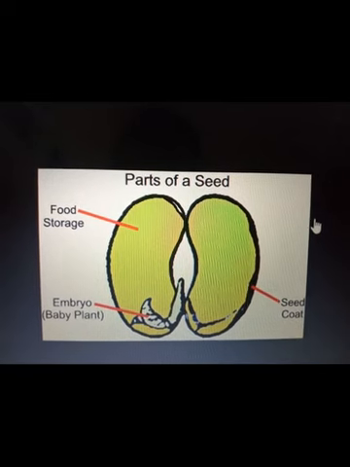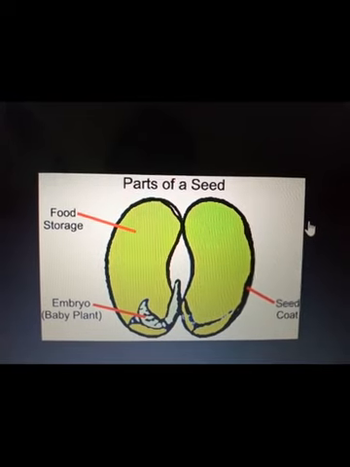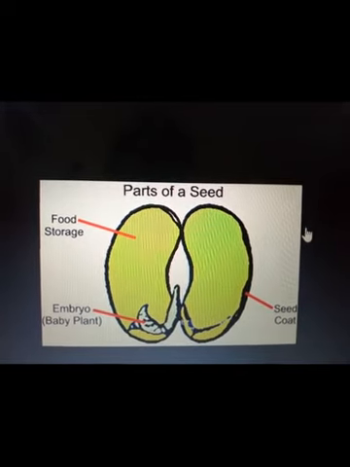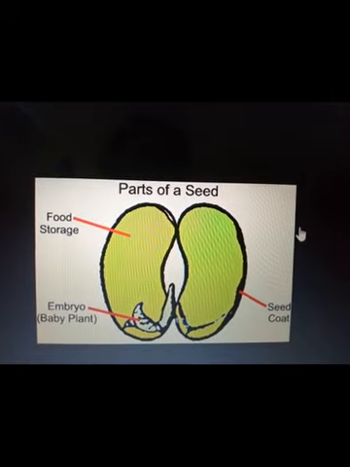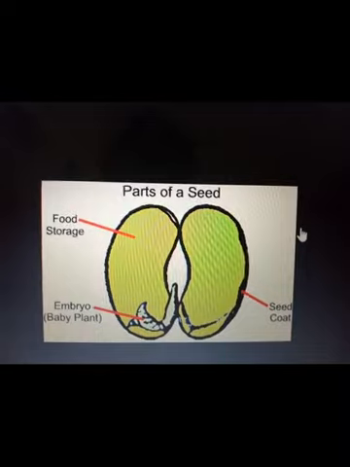Now let's start today's class. We will learn about aquatic plants and their types, plus we will learn about types of plants on the basis of their lifespan. So let's get started. First we should know what the parts of a seed are. There are three parts of a seed: food storage, embryo, and seed coat.